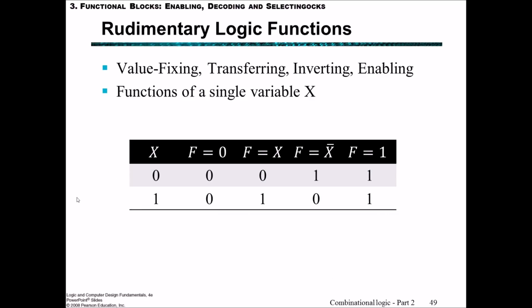So given a single variable like x, we think about how rudimentary logic functions can be used to perform value fixing, transferring of that single variable value, inverting of that single variable, and then enabling. Given this input x, if we have the logic function equaling 0, then the output's equal to 0. If the logic function equals 1, then the output's equal to 1 no matter the value of x here. And we can also transfer the value of x. We can simply have the function equaling whatever the x value is, 0 here as it came in 0, 1 here when it came in 1, or the function could be the inverted value of x.